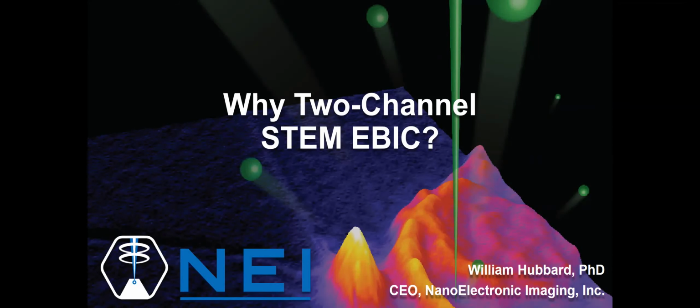One unique feature of NEI's STEM EBIC system is the ability to independently collect two different EBIC signals from your sample at the same time. In this video, we're going to talk about why that's important, namely because it gives us the ability to distinguish between the two different EBIC modes in situations where both are present.